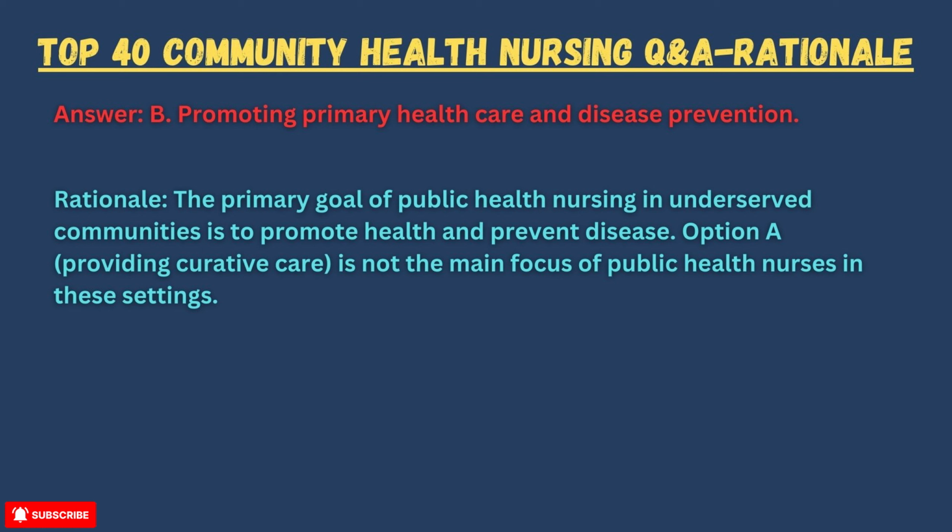Rationale. The primary goal of public health nursing in underserved communities is to promote health and prevent disease. Option A, providing curative care, is not the main focus of public health nurses in these settings.